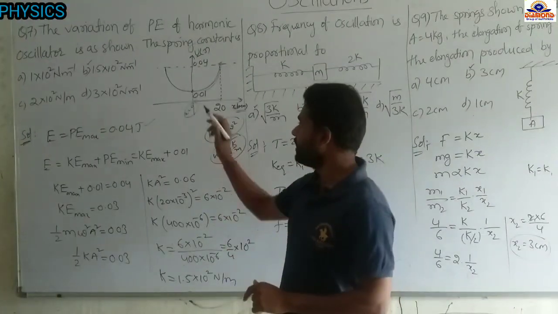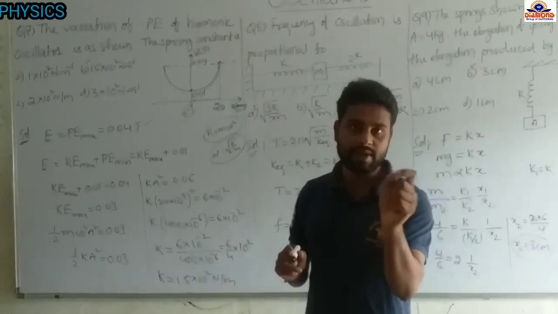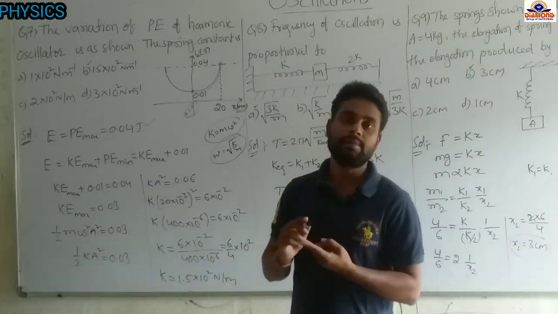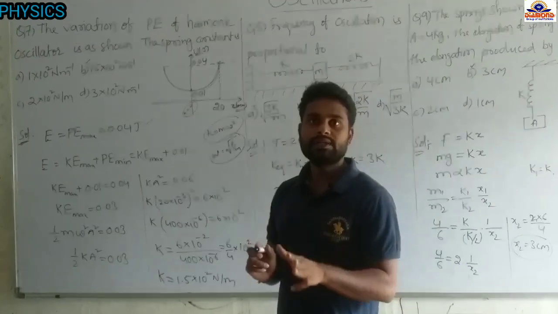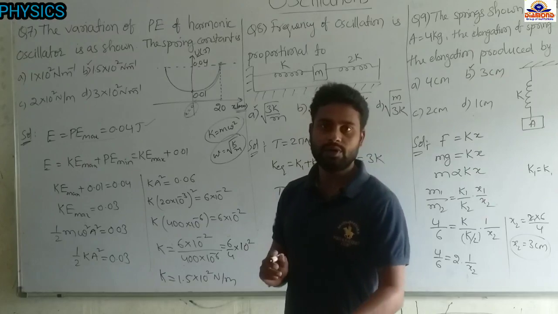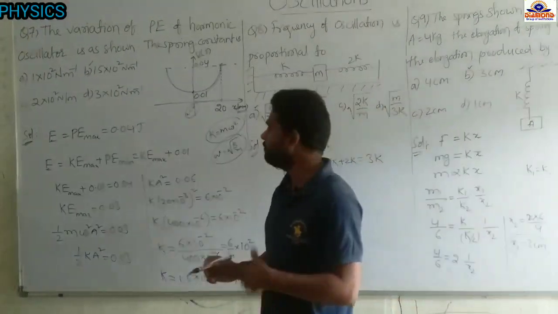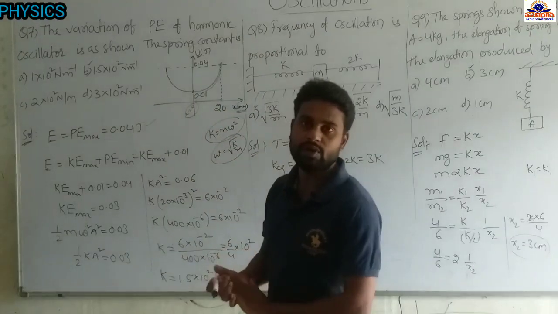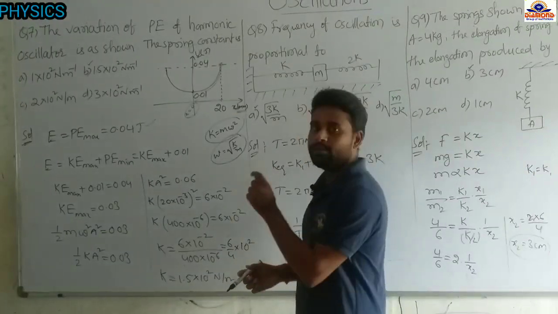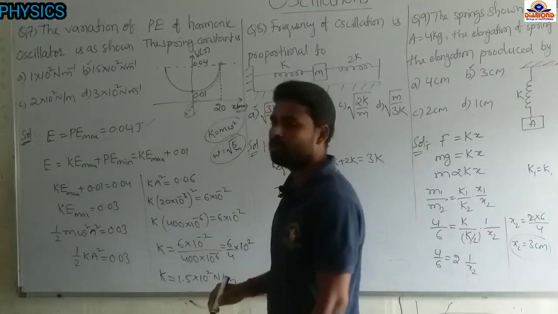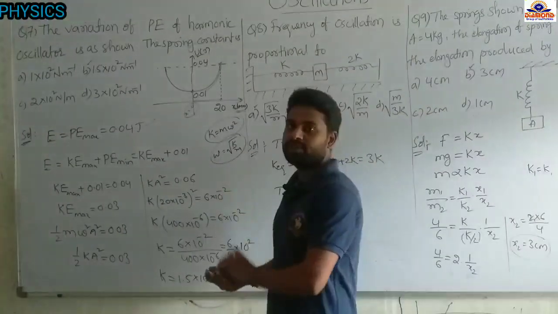At the mean position, remember this point, the kinetic energy is maximum. Why? At the mean position velocity is maximum, so kinetic energy is maximum. But potential energy, it may equal 0 or it may not equal 0. It may or may not. But in this case the potential energy is not equal to 0. It has the minimum value. What is that minimum value? This value is nothing but 0.01 joules.